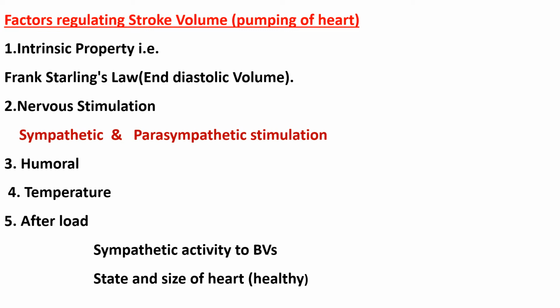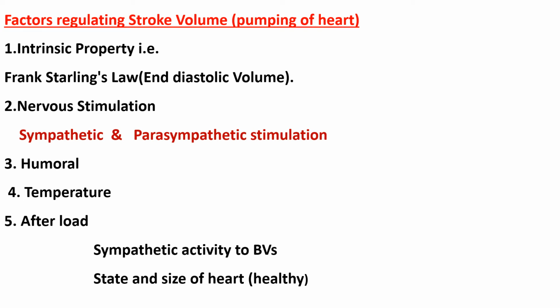But when the stroke volume is so little that the body is telling the brain that we have got a problem, please regulate our stroke volume to meet our needs, then the nervous stimulation helps it, and the sympathetic and parasympathetic stimulation of the heart determine what would be the stroke volume. With sympathetic stimulation, I have already told you, adrenaline and noradrenaline increase the force of contraction of the heart, increase the calcium in the heart. This increases the force of contraction, cross bridge cycling, and this increases the stroke volume.